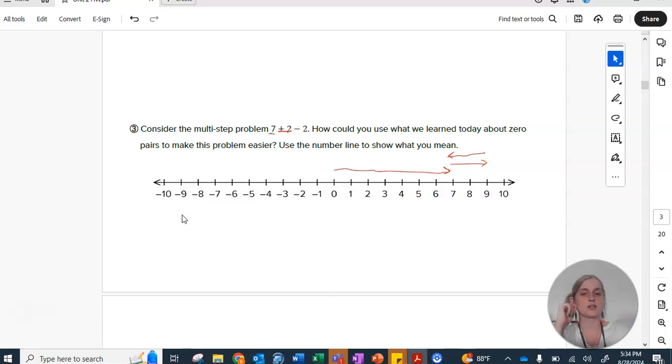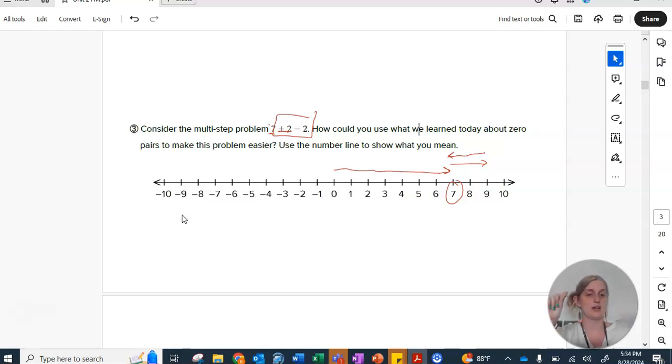So what I'm looking for is, did you have to do all 3 of these arrows in this problem? Or could you have recognized that you have a positive 2 and a -2, and if that makes 0, you have 7 and 0, which is 7, which, by the way, look right there, that's where we ended up as our final answer.